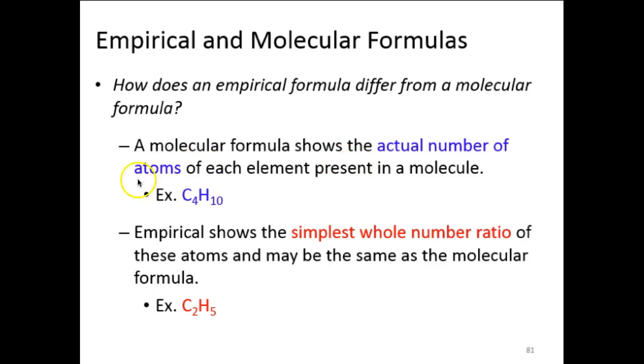So for example, let's say our molecular formula was C4H10. The empirical formula is the reduced version of that. So you want to see what number can go into each one. So we could divide this by 2. So our empirical formula would be C2H5. This is empirical because there's no way to reduce this further. There is no number that goes into both 2 and 5 that we could use to simplify this.